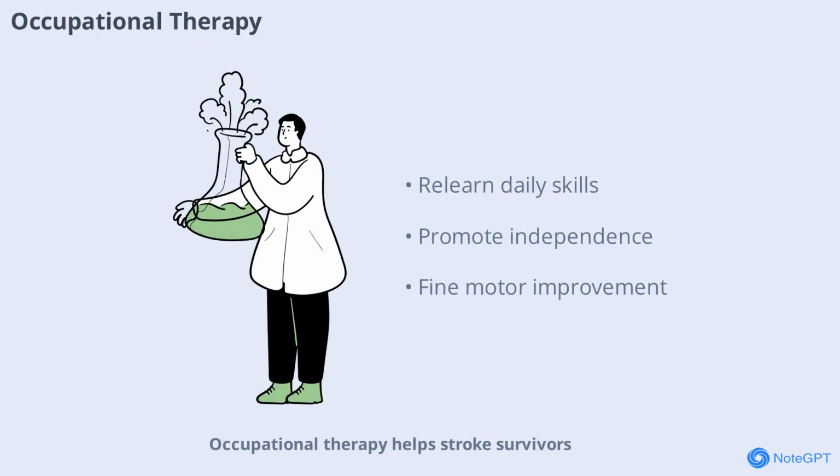Occupational therapy helps stroke survivors relearn skills needed for daily living, such as dressing, eating, and bathing. Therapists work with patients to develop strategies and adaptations that promote independence. The focus is on improving fine motor skills and enabling patients to return to their normal routines as much as possible.